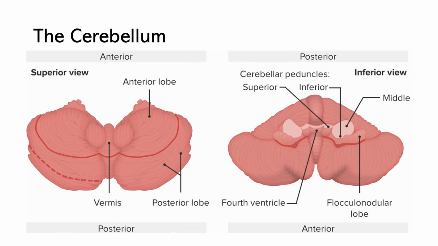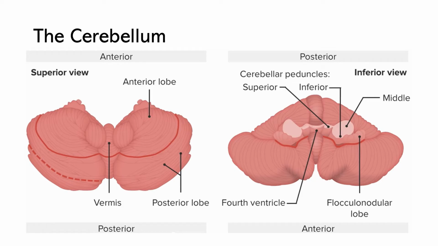In the cerebellum, there are three peduncles. We have the superior, inferior, and middle peduncles. These are important for attachment of the cerebellum to the brainstem. Also in the cerebellum, we have the floccular nodular lobe.